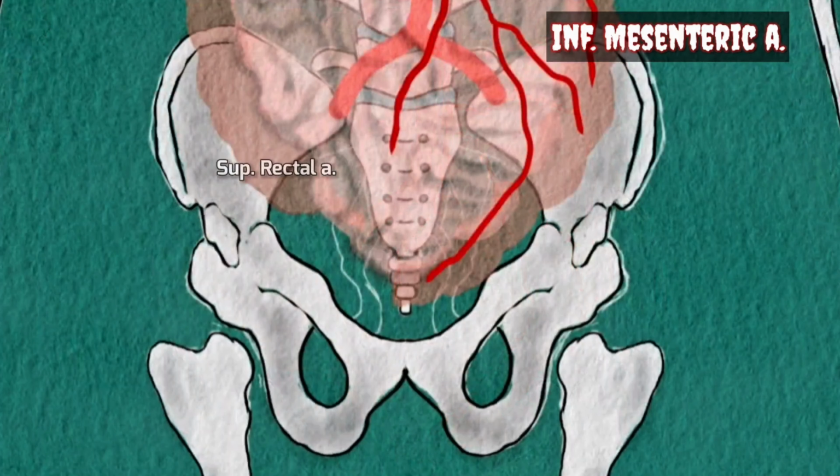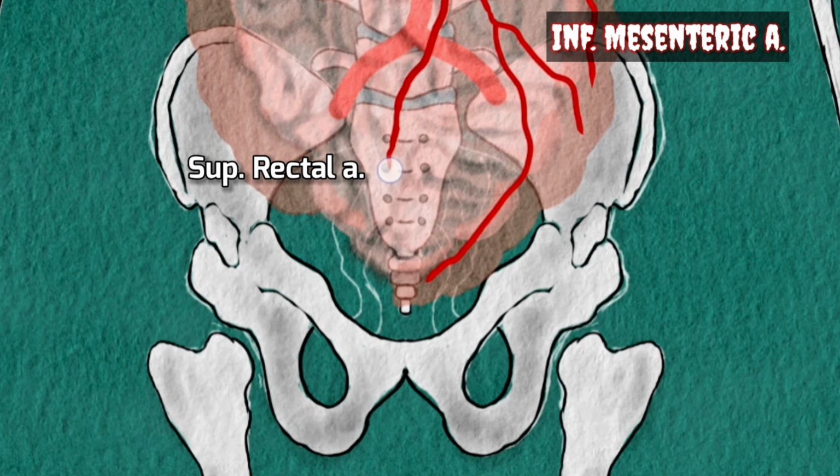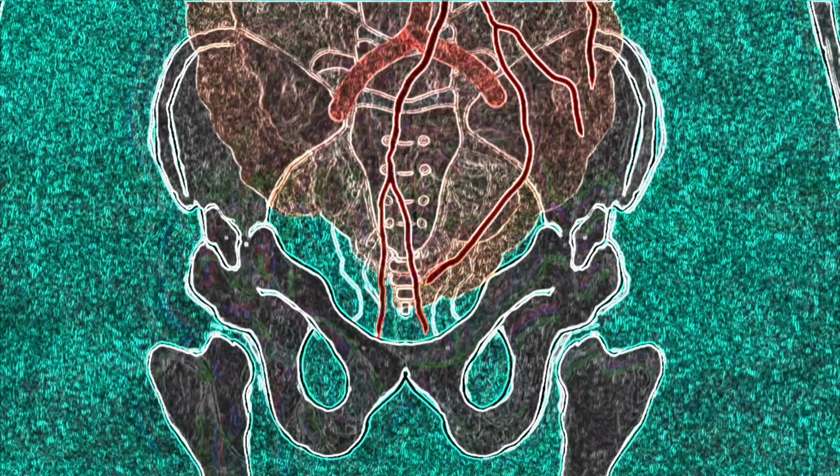Let's see the superior rectal artery. The superior rectal artery is a continuation of the inferior mesenteric artery, supplying the rectum. It descends into the pelvis, crossing the left common iliac artery and vein. At the S3 vertebral level, the artery divides into two terminal branches, one supplying each side of the rectum.